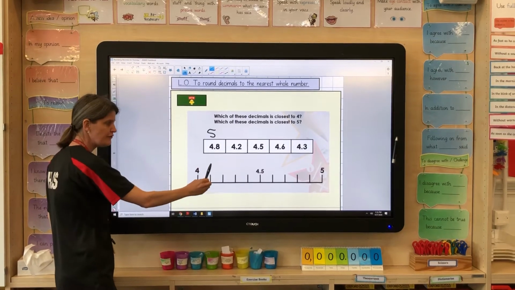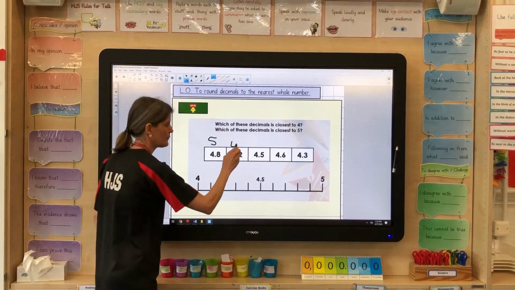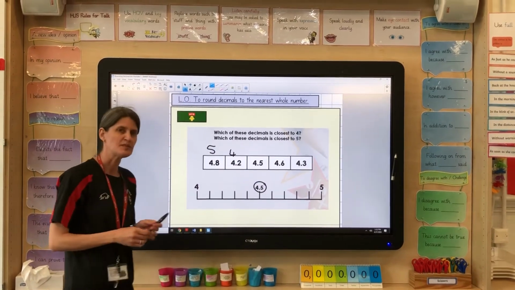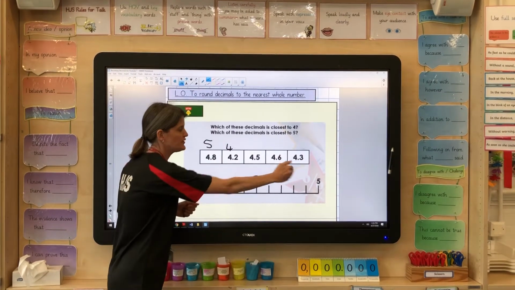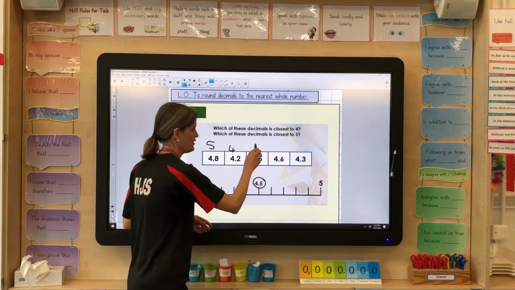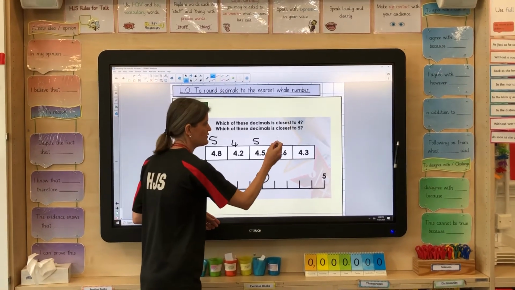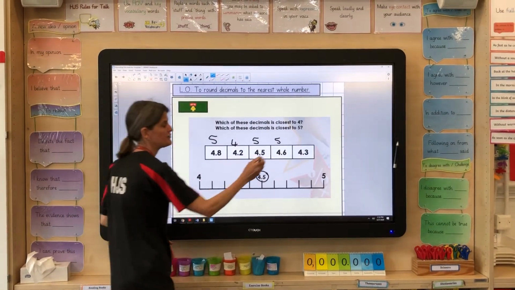4.2 comes before 4.5, so we round it down to 4. 4.5 is midway. And when we've been rounding numbers before, we've learnt that anything that's midway, 5 and above, we round it up. So it's closer to 5. We round it up to 5. 4.6 comes after, we round it up to 5, and 4.3 comes before, so we round it down to 4.